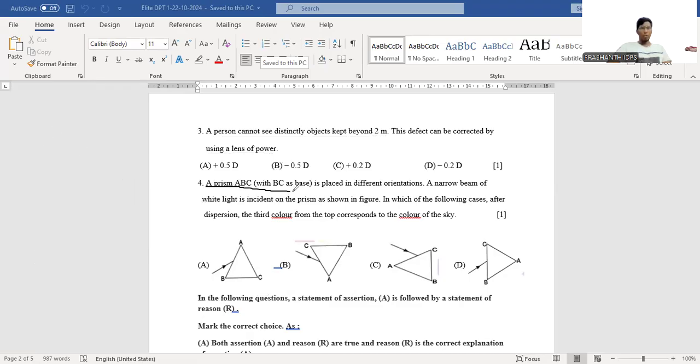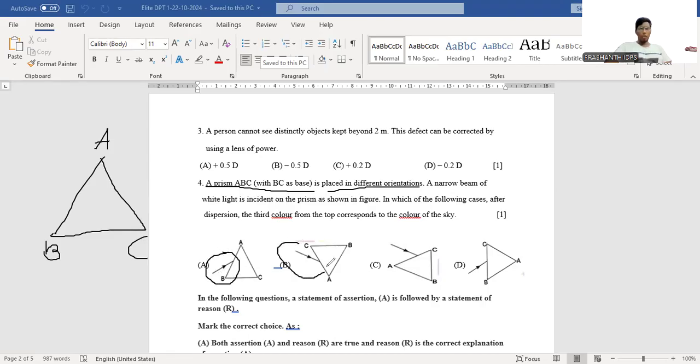A prism ABC with BC as base. Let us consider this is a triangular prism, and the name of the prism is ABC. The base here is BC, placed in different orientations. As you can see in the options, they are placed in different orientations, meaning different positions. A narrow beam of white light is incident on the prism. This arrow mark denotes the white beam of light, which is falling on the prism in different directions.